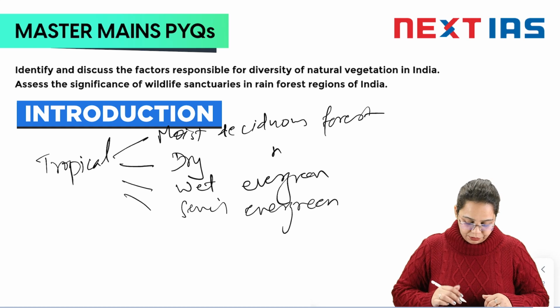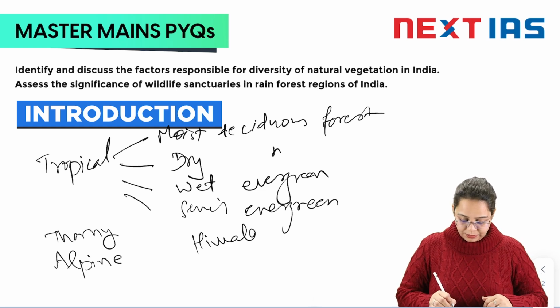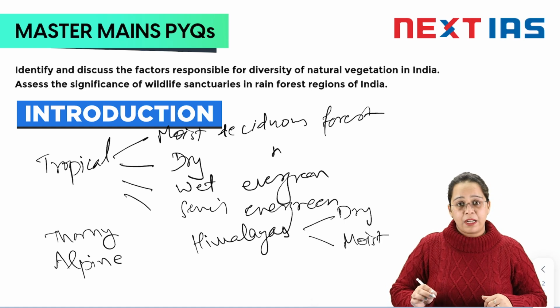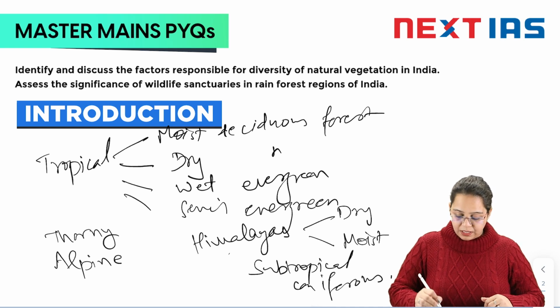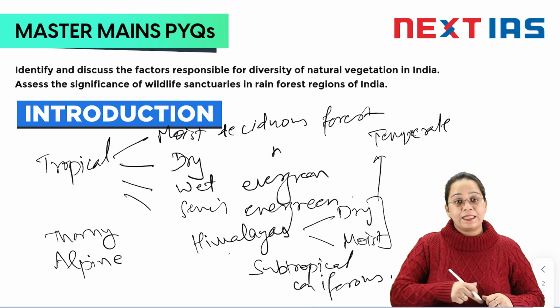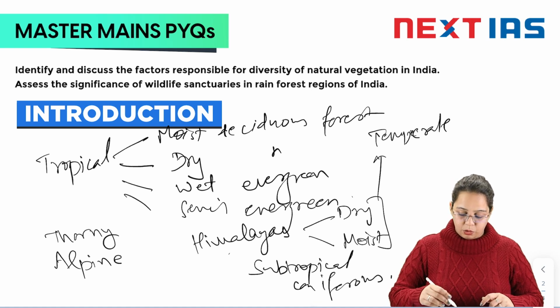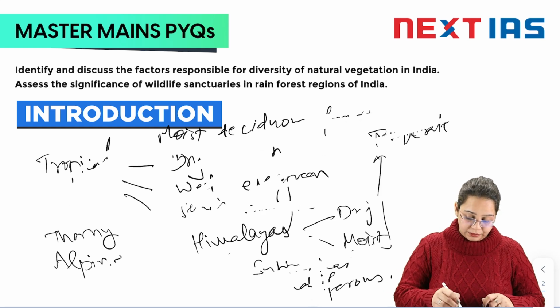In the tropical we have already written four. Then you can write thorny regions, alpine. Then we go to the Himalayas. In the Himalayas you can write about dry and moist Himalayan forest, and also subtropical coniferous, which are also found in the Himalayan region. These Himalayan dry and moist forests are temperate forests. So these natural vegetation areas you need to write, and you can also write these on a map, like make a map of India and then mark all these areas.